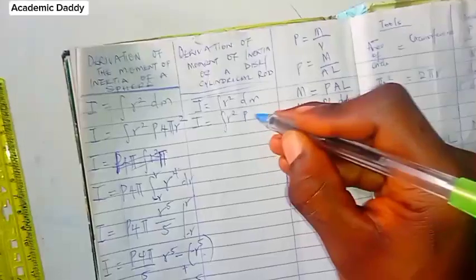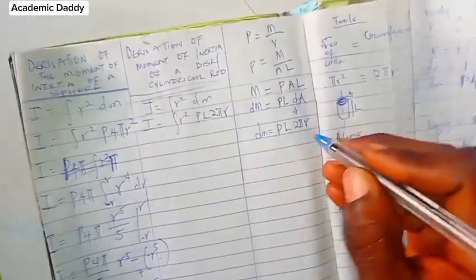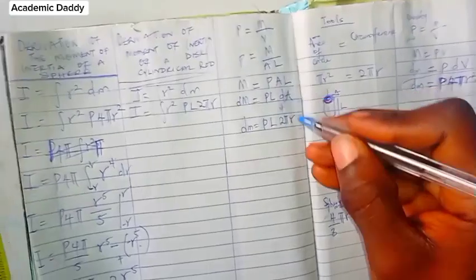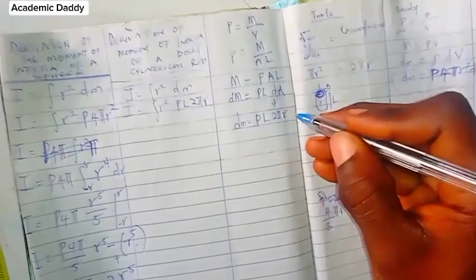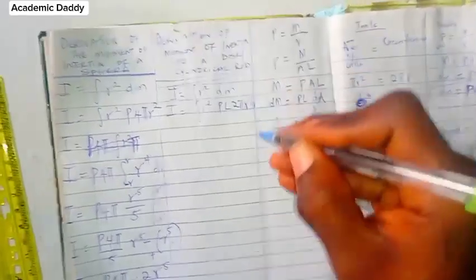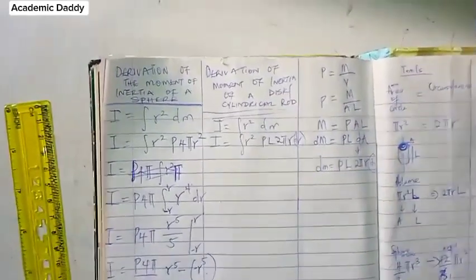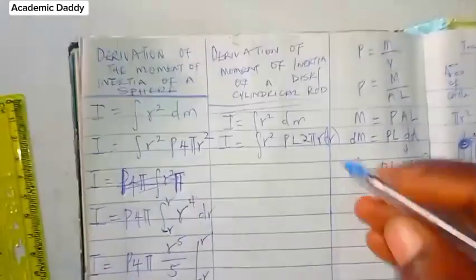The dm is going to be PL 2 pi r. Now it is the r in A that we use to derive this. So I can say dr. If you don't want, you don't put it. I just put it so that you don't get confused when you see it in the textbook. It makes no use, but it's just telling us what we are deriving in respect to.